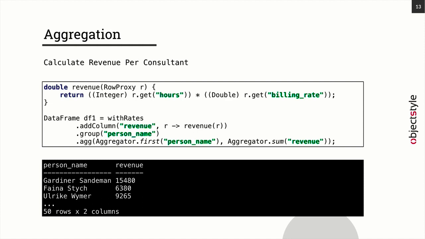And the last line is turning the group by again into a data frame, but a different data frame. It's a data frame with aggregated data, so that's our end result, and it includes the person name and the revenue. So we're following everything we can do with SQL here in Java, in memory, without any storage.